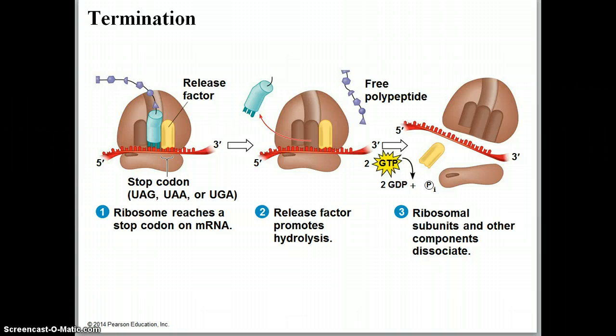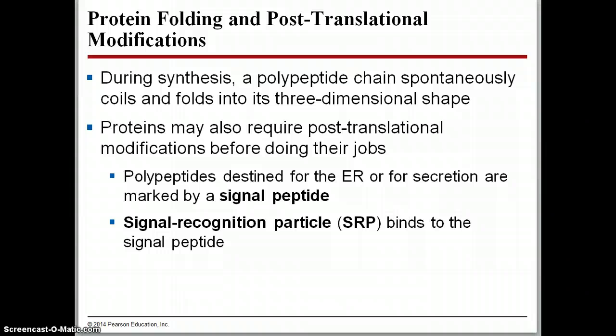Finally, termination will take place when a stop codon occurs. So because the stop codon codes for a release factor, and this release factor will allow the polypeptide to be free, and it will allow the mRNA to be released and the subunits to separate from each other. This isn't the end, so the protein will also have to be folded, and it might have some post-translational modifications.